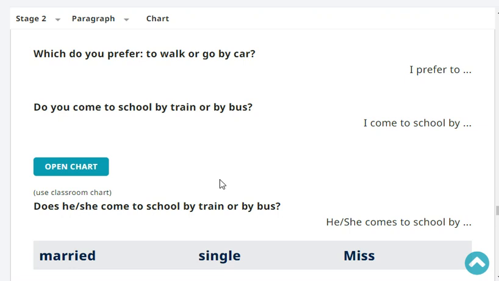Very good. Does she come to school by train or by bus? She comes to school by car. No, bus or train again. She comes to school by bus. Very good.